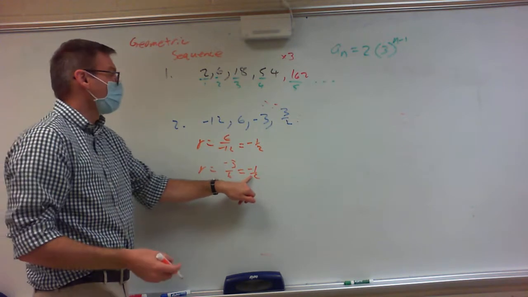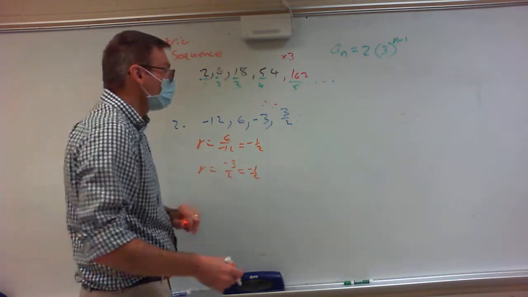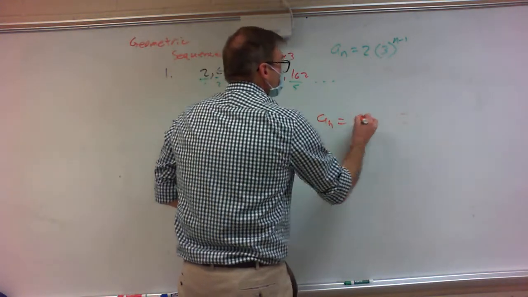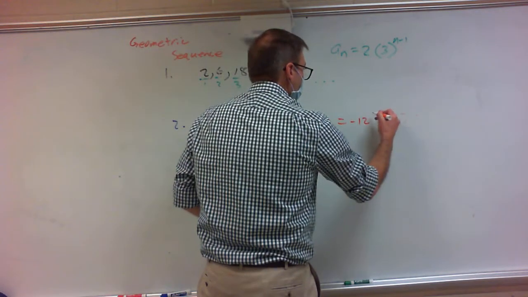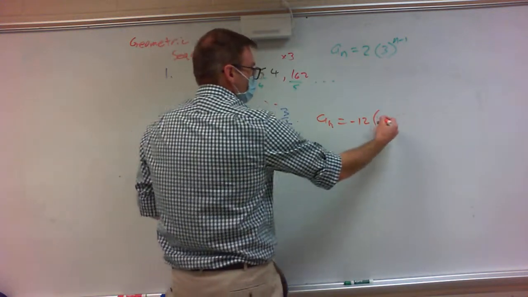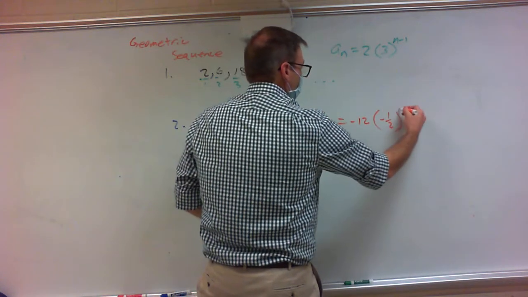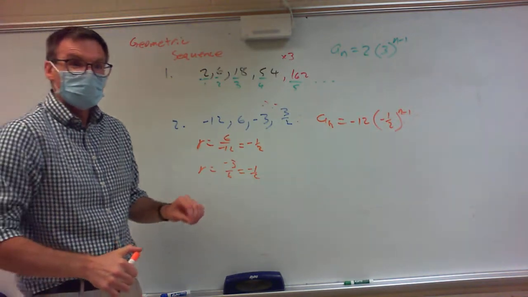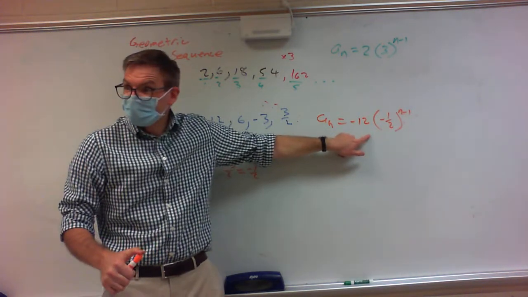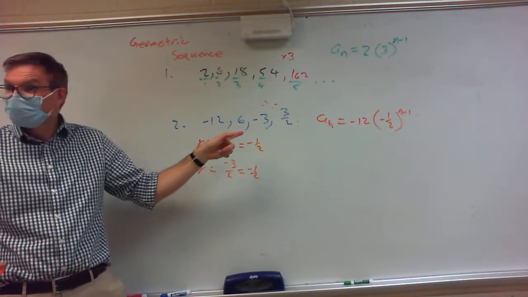So it's pretty easy to find the common ratio. It's pretty easy to come up with the first term. So my explicit formula is going to be, well, our first term's a negative 12, and our common ratio is a negative 1/2. And I'll just make sure I put the n minus 1 at the top. Does everybody see how this formula generates this sequence?